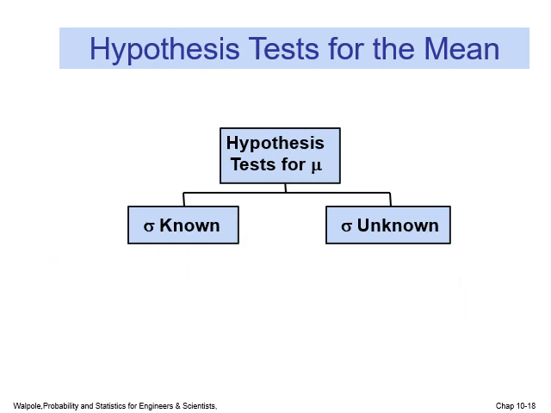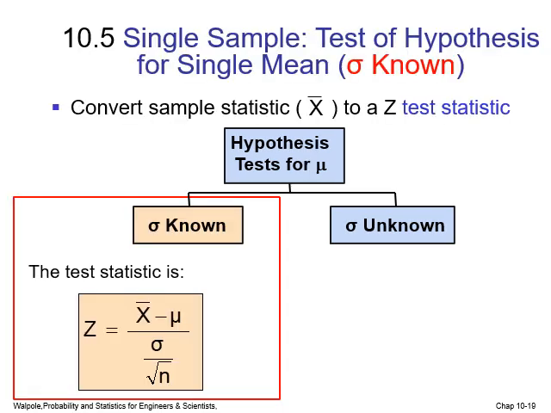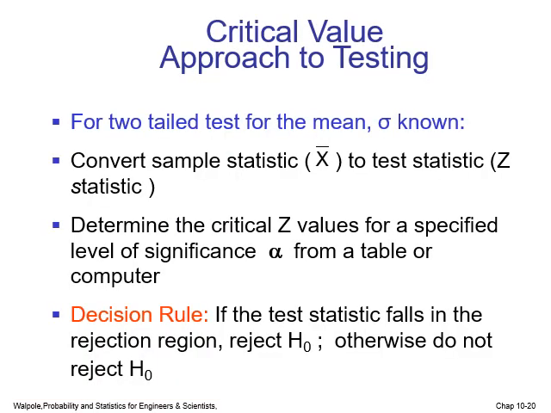So we will do a hypothesis test for the mean. Here we have two conditions: when the variance is known and when the variance is unknown. First we will focus on the known variance, and for known variance the test statistic uses these z values. Here we have an approach to test this hypothesis.